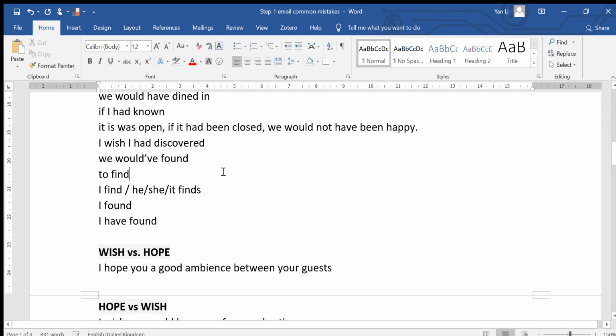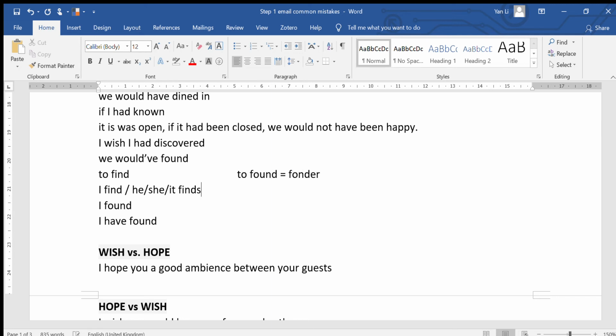Now, founded is actually part of a whole different verb. To found. Now what does to found mean? It means fonder. So, I found, he, she, it founds. Past tense, I founded.